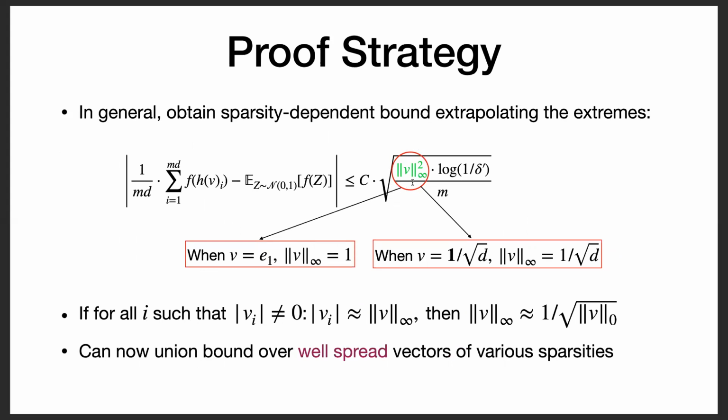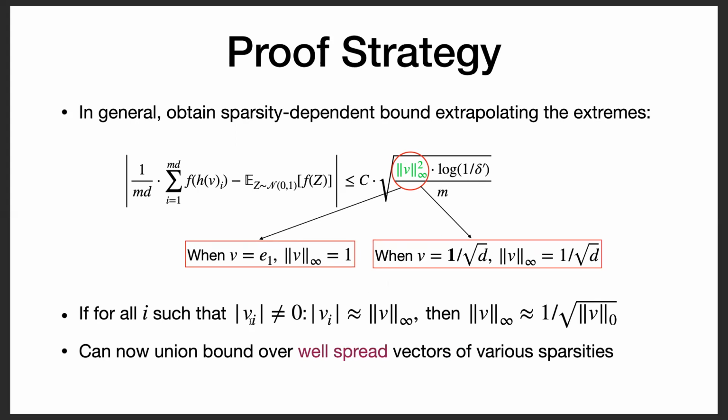You can see that when the input vector is a standard basis vector, the infinity norm is 1, so you only get a total of m units of randomness in the concentration. On the other hand, if the input vector is really well spread, like the scaled all ones vector, then the infinity norm is 1 over root d, and you get a total of md units of randomness. So this is a sparsity-dependent bound that extrapolates between these two extremes.